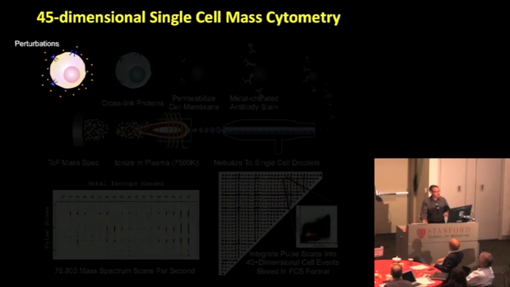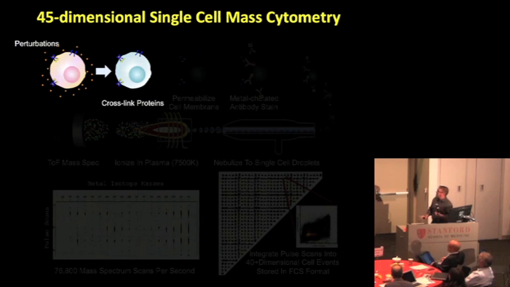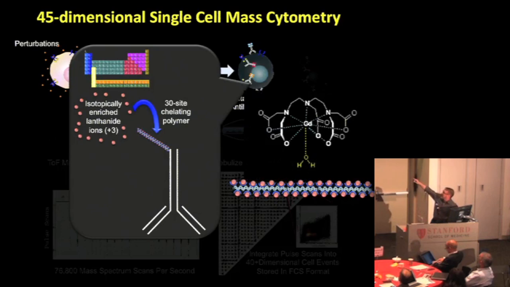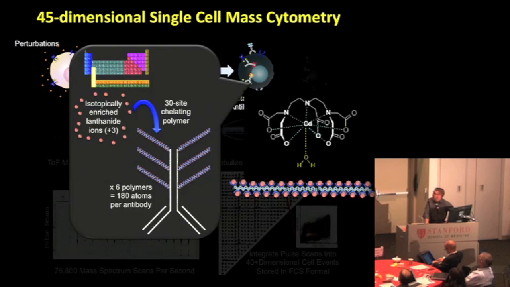So: perturbations, cross-linking of the proteins. We fix the cells so the signaling stops, and then the cells are usable for months on end if frozen properly. We permeabilize the cell membrane with detergents and/or ethanol, and nothing leaks out, at least minimally. We then stain with metal-chelated antibodies, and we attach the isotopes to the antibodies via a chelator cage that has a polycarbon backbone. Multiple atoms of the same isotope are attached to the chelator. That's then attached via traditional chemistry to the antibodies. We get around 5 to 6 of those, or actually nanoparticles now as well. And that gives us basically the signal.